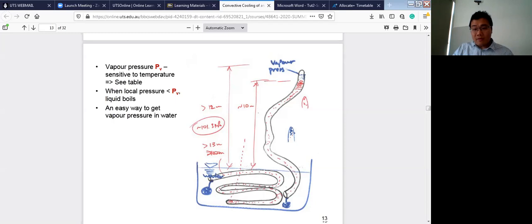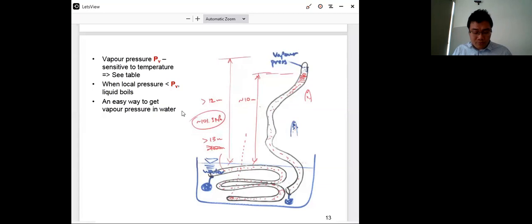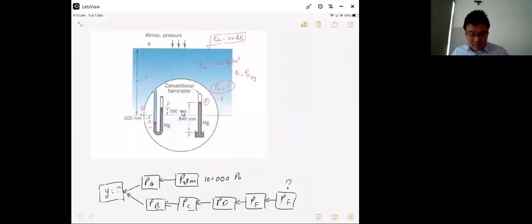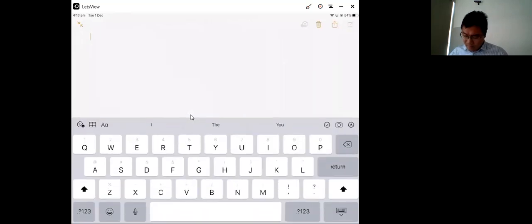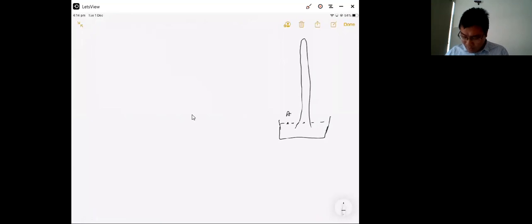I will repeat a little bit about this experiment because I think some of you forgot this one. We have a long tube. This one is point A, this one is point B, and this one is point C, on the top of the tube.